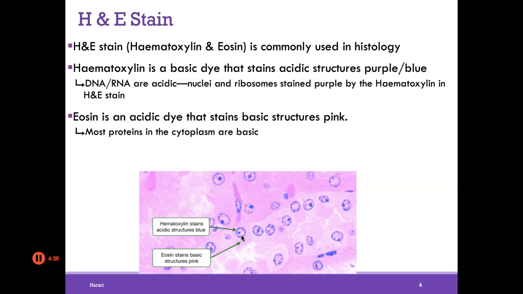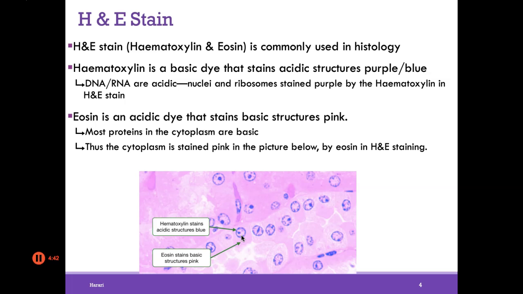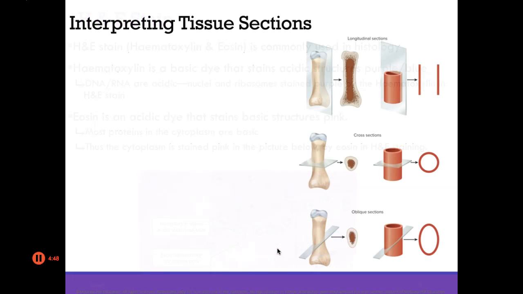Eosin is an acidic dye that can stain basic structures pink. And most proteins in the cytoplasm are basic. So the cytoplasms are stained pink in the image below by the eosin in the H&E stain.